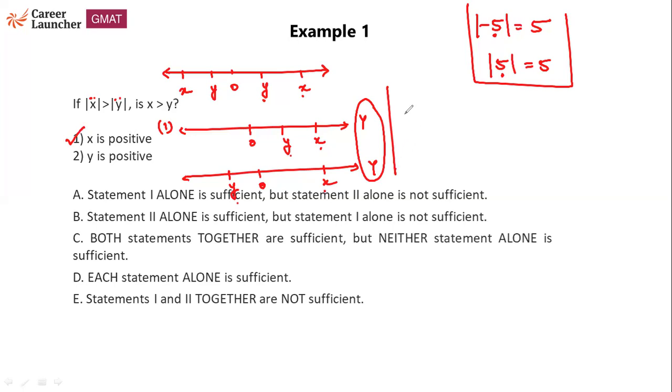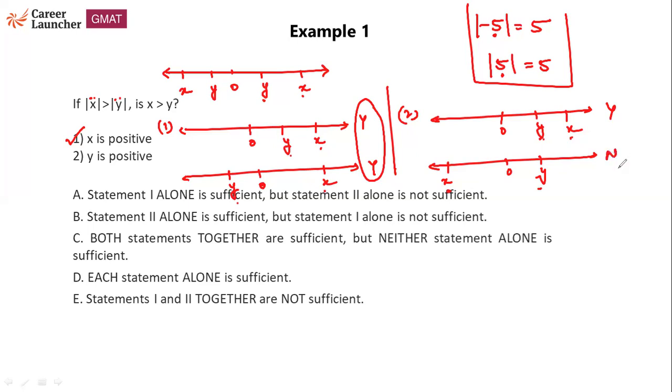Let's understand the second one. The second statement says y is positive. Now, if y is positive, x could be positive or x could be negative. Now, let's answer the question, is x greater than y? Yes, x is greater than y. Is x greater than y? No, x is negative, y is positive.